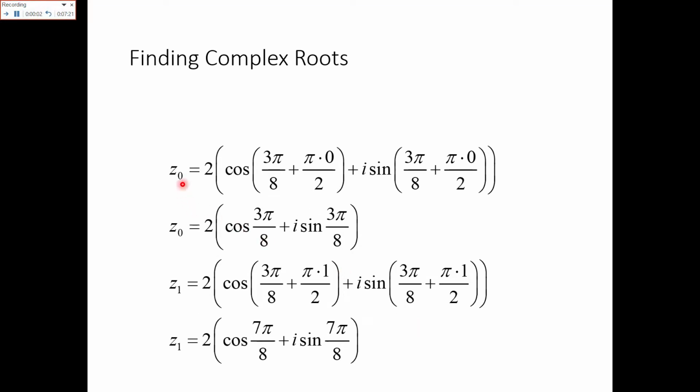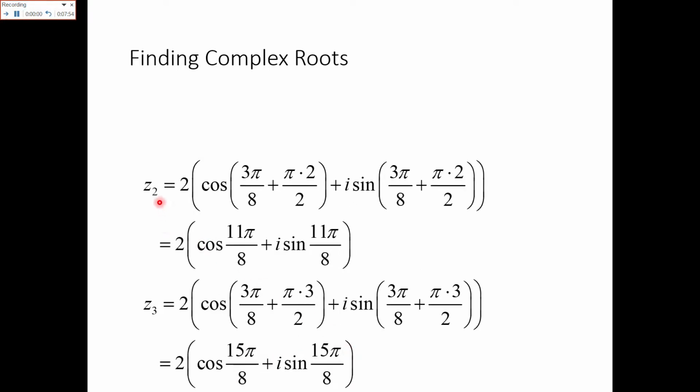Now first root z naught is 2 into cos 3 pi by 8 plus iota sine 3 pi by 8, because this is 0. Now for z1, for k we will have 1. So the final expression is 2 into cos 7 pi by 8 plus iota sine 7 pi by 8.